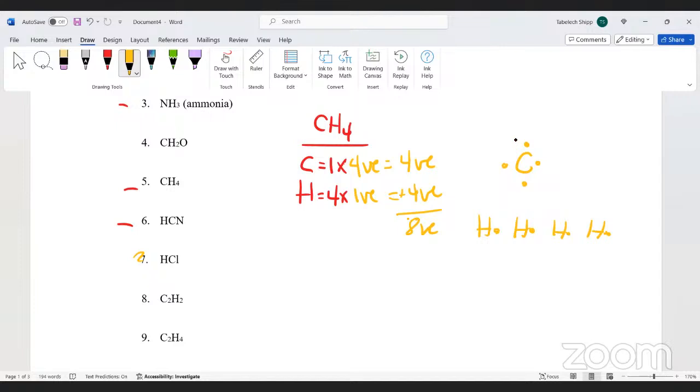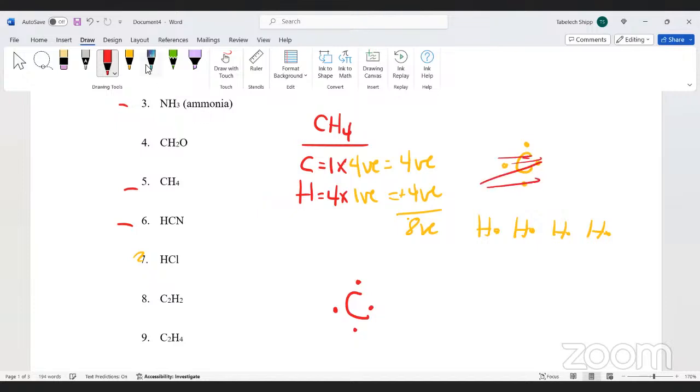So now what we're going to do, we're going to put carbon in the middle. Carbon is going to be surrounded by 4 valence electrons. That's 1, 2, 3, and 4. So now we can just cross that out because we don't need that anymore.